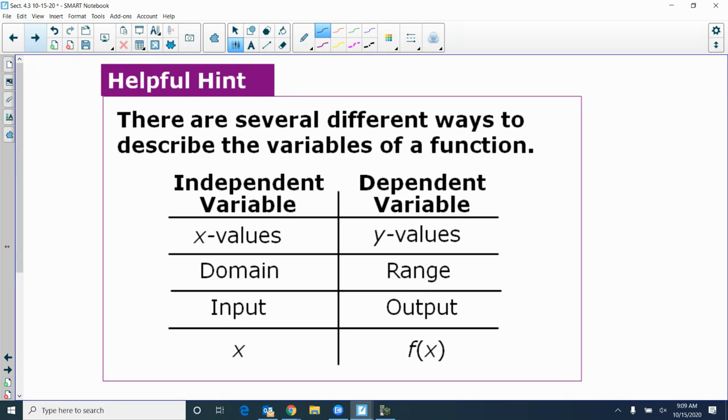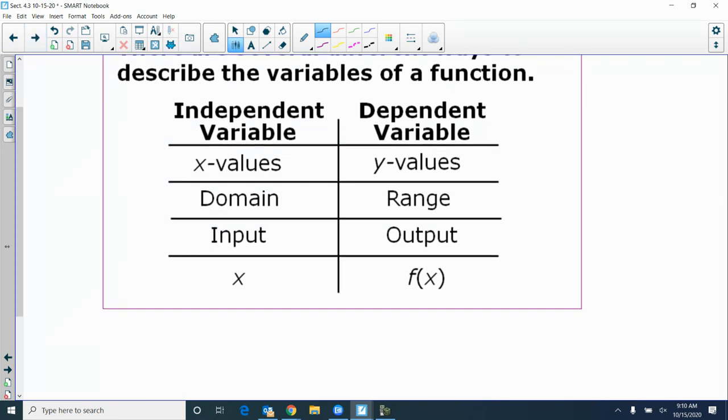And these are different ways we refer to independent variables and different ways we refer to dependent variables. Independent are your X values, what we plug in: your domain, your input. Y values are your dependent: range and the output.